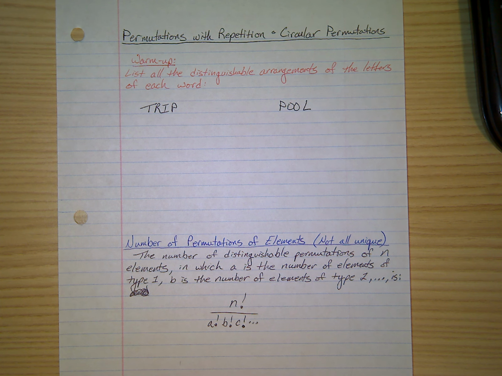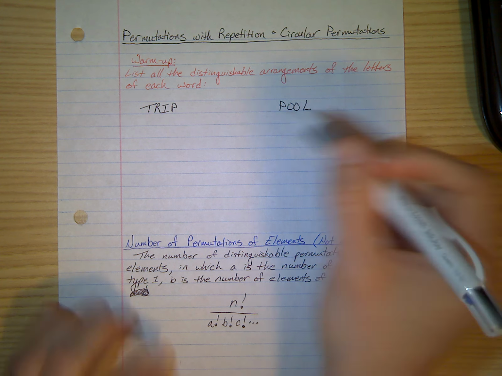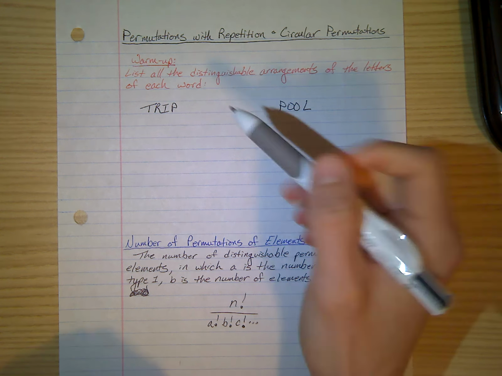Hello there. So today we're going to be talking about permutations with repetitions and something called circular permutations. Again, this is still combinatorics. We're still figuring out how many ways something can occur. And so to start off with, I have a warm-up problem for us to look at.